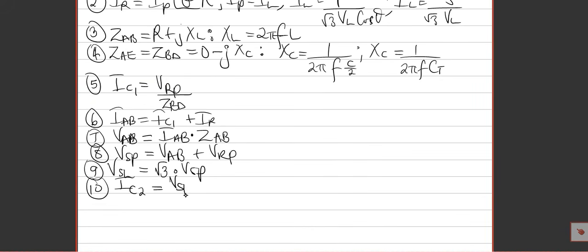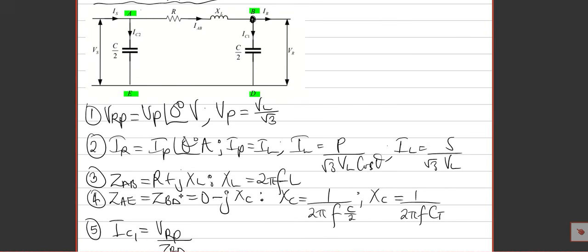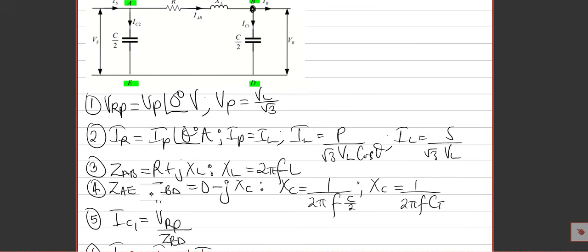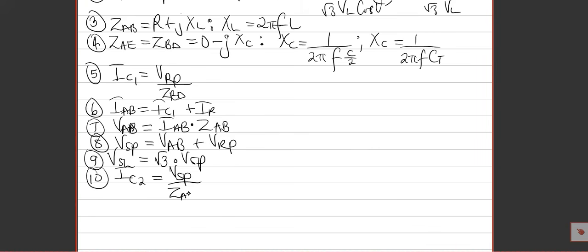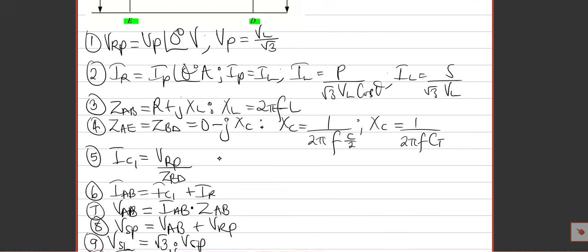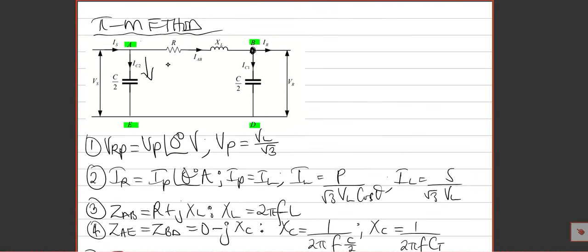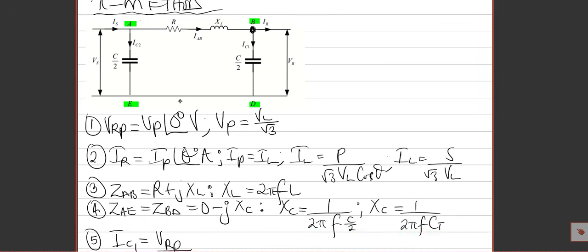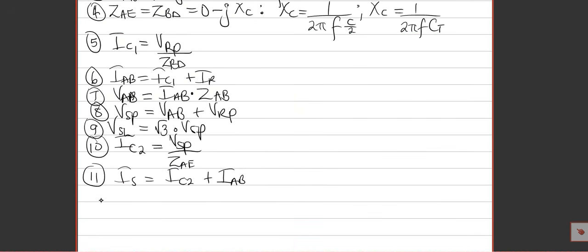This is going to be VS phase divided by that impedance, which is ZAE. This one, ZAE. Then we have IS equals our IC2 plus IAB. This is based on IC2 plus IAB from this junction here. So that's how we come about that. So we found your VS, the two main things, and IS.